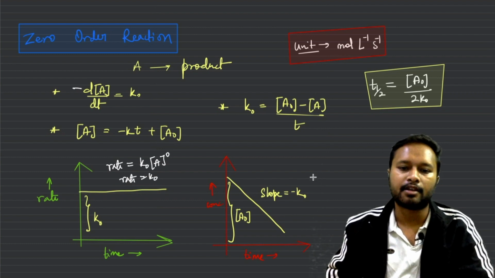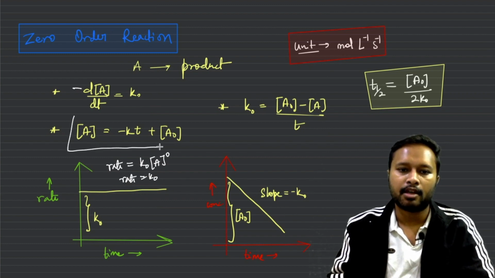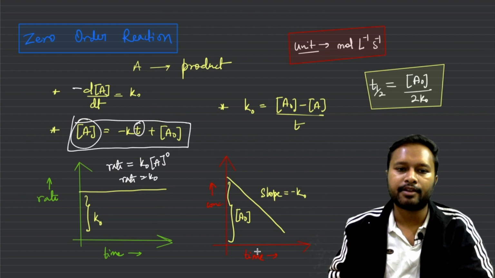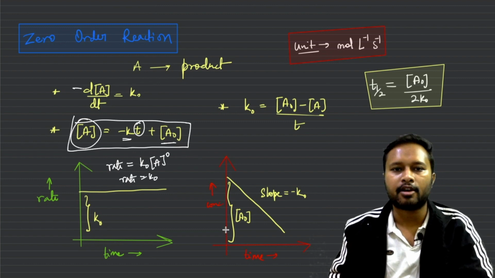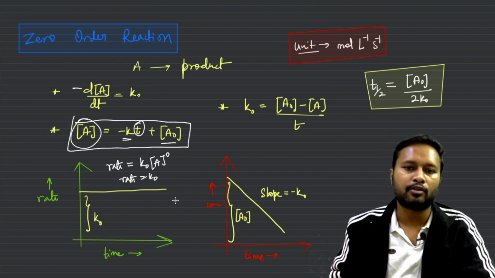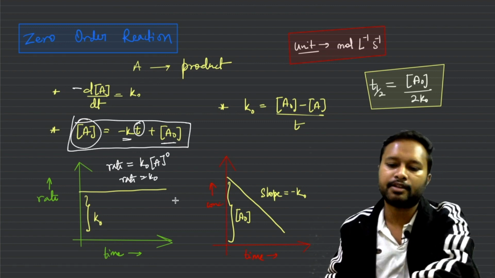The other equation can be derived using this particular expression and by plotting your concentration on the y-axis and time on the x-axis. So if you plot concentration versus time, you will get a negative slope of minus K, and you will get a positive intercept of A naught. So these are two important curves or two important graphs from your zero order reaction.